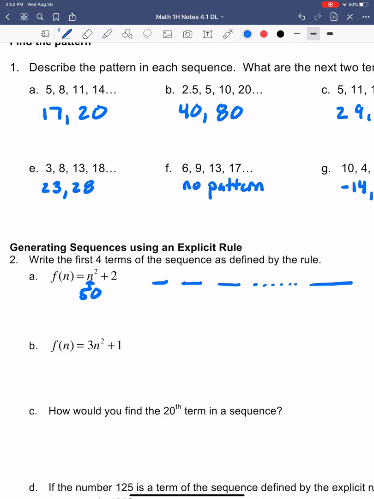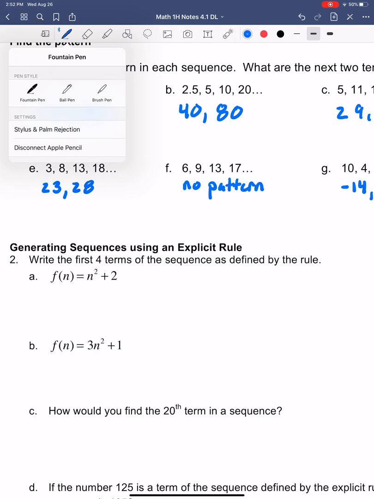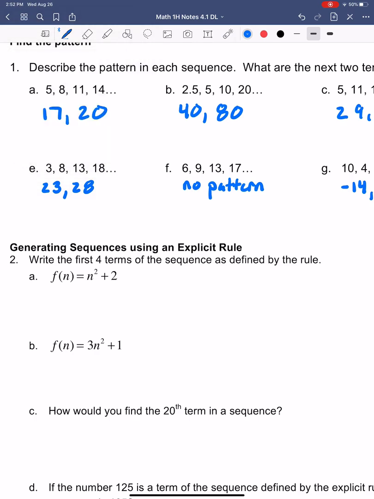All right. Luckily, we don't need to find all of those. We just need to find the first 4 terms in the sequence. To do that, I'm going to plug in 1 to find the first term. If I plug in 1, that gives me 1 squared plus 2, and I get an output of 3. Then I keep going: f of 2 is 2 squared plus 2. 2 squared is 4, plus 2 is 6. And I just keep moving here.